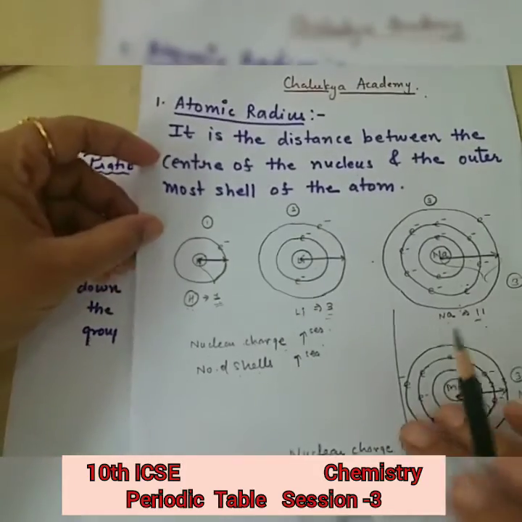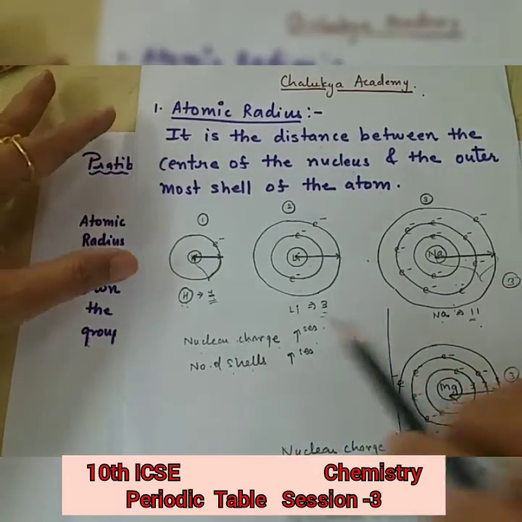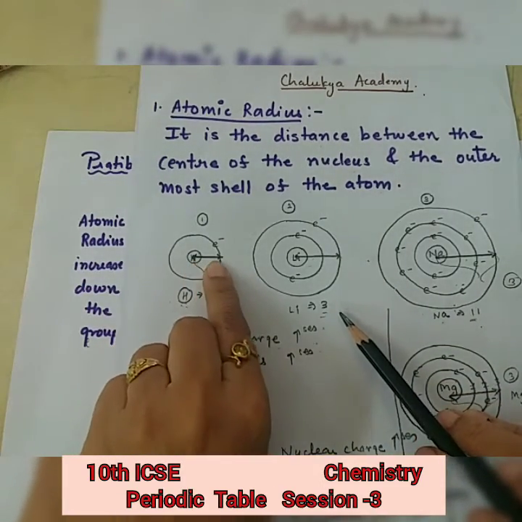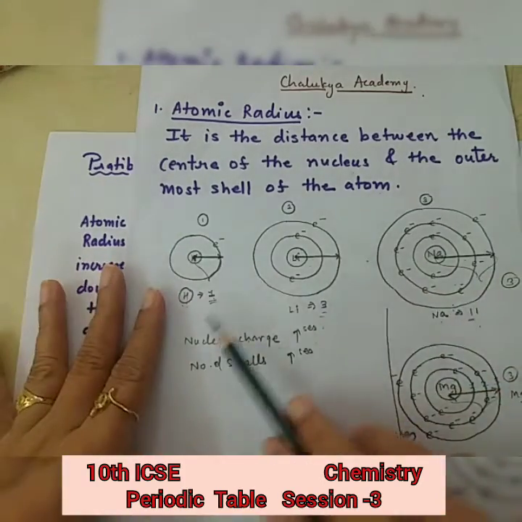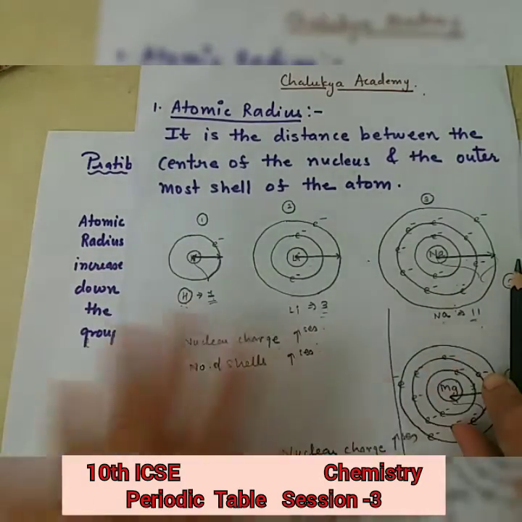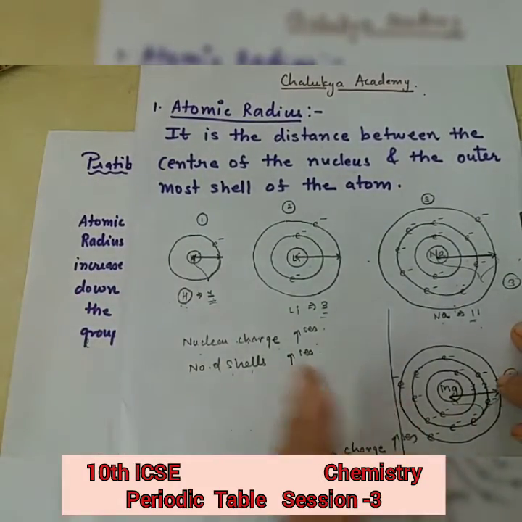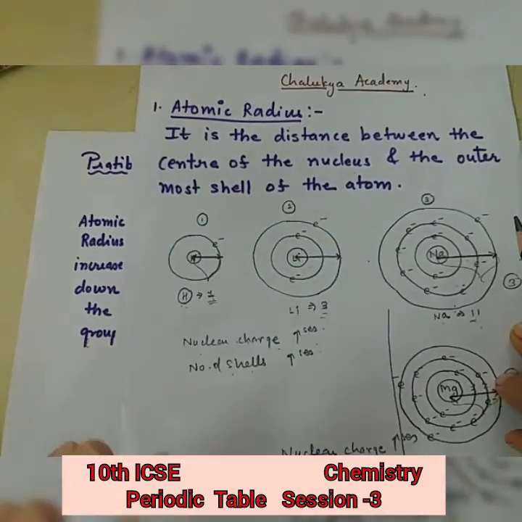Okay, so again we just have a small recap of atomic radius. What is the atomic radius? It's the distance between the nucleus and the outermost shell of an atom. So you can see here from hydrogen to sodium, number of shells are increasing as well as atomic number also increases. So the net nuclear force of attraction decreases, so atomic size increases.